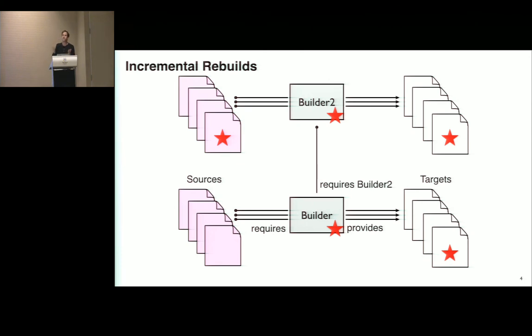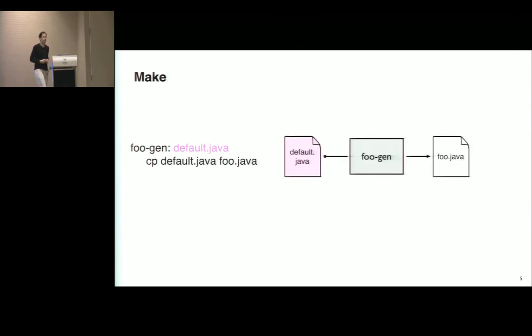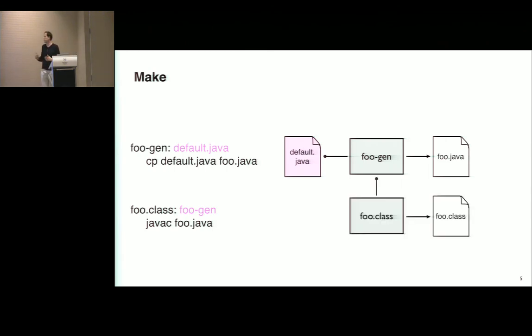So let's take a step back and look at what make does. I assume everybody knows make to some extent. Here's a really small make script. We have a make target foogen, and it depends on a Java file, default.java, and it copies that file to another file, foo.java. We can use this notation to say that foogen requires default.java, and it generates a file called foo.java. And here's another make target called foo.class, and it depends on the foogen target, and it compiles that file.